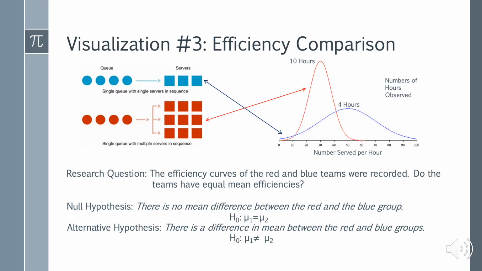So now, the research question is: the efficiency curves of the red and blue teams were recorded. Do the teams have equal mean efficiency? The null hypothesis says there is no mean difference between the red and the blue group. The alternative hypothesis says there is a difference in mean between the red and blue groups.